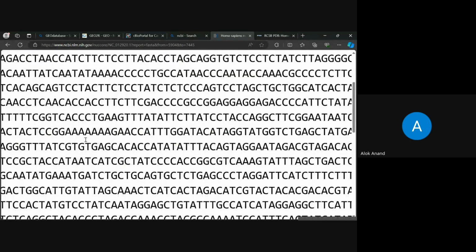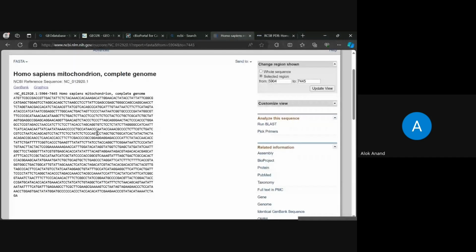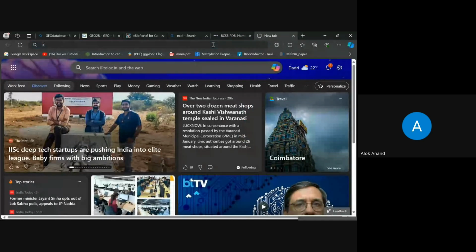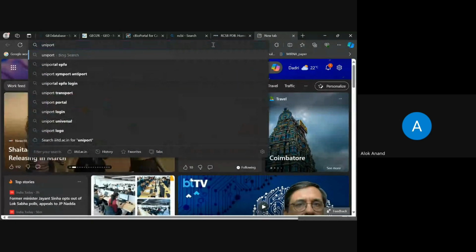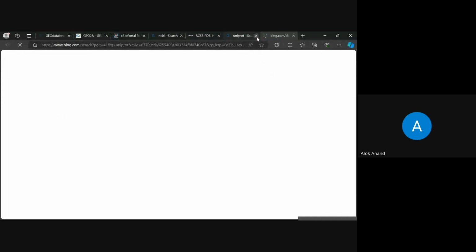Now, you can see here a good stretch of A. We will look at how you can analyze this kind of data as well in this course. After that, you have another database known as UniProt. I'm just showing the different platforms from where you can fetch data to analyze. So you have UniProt, another database.